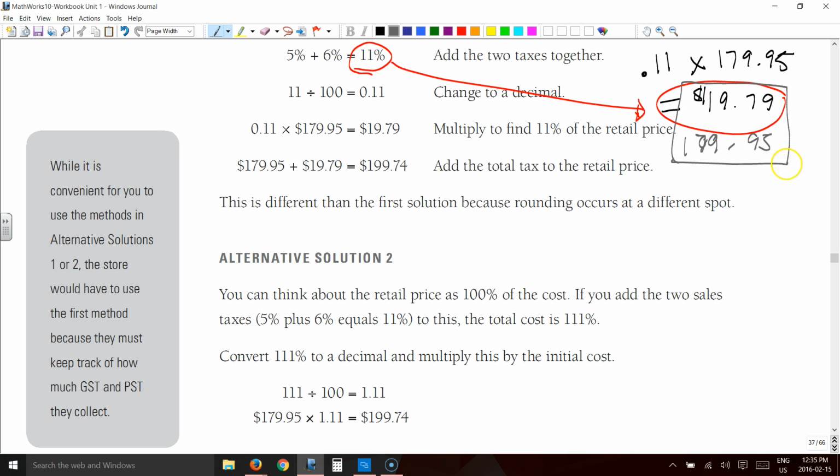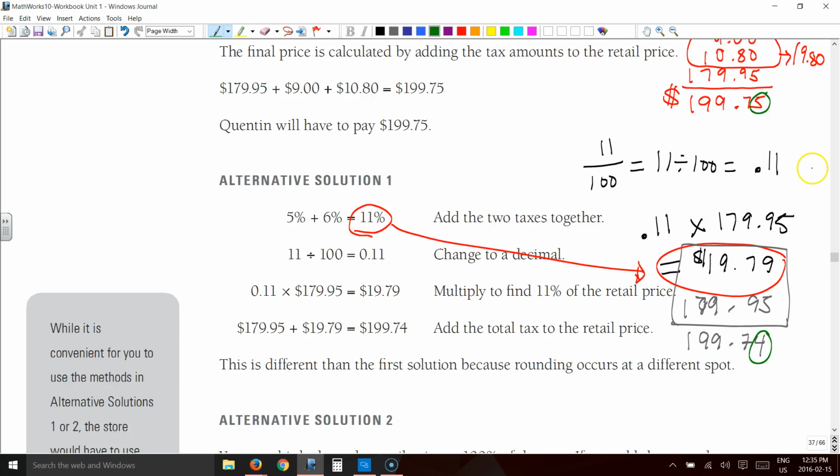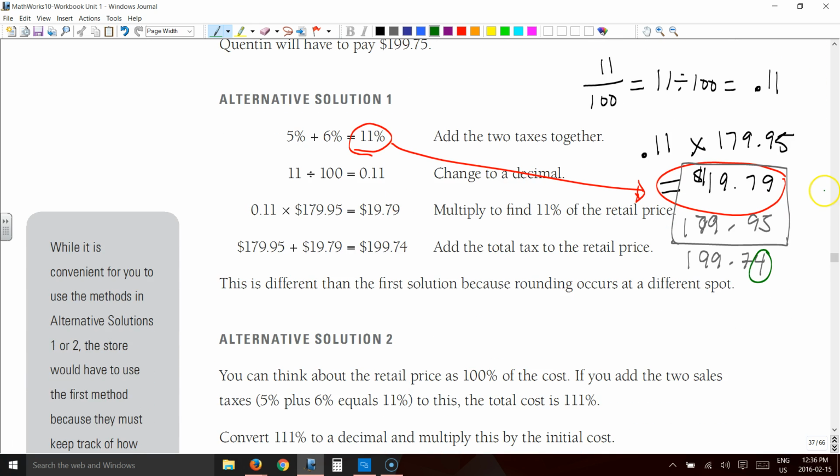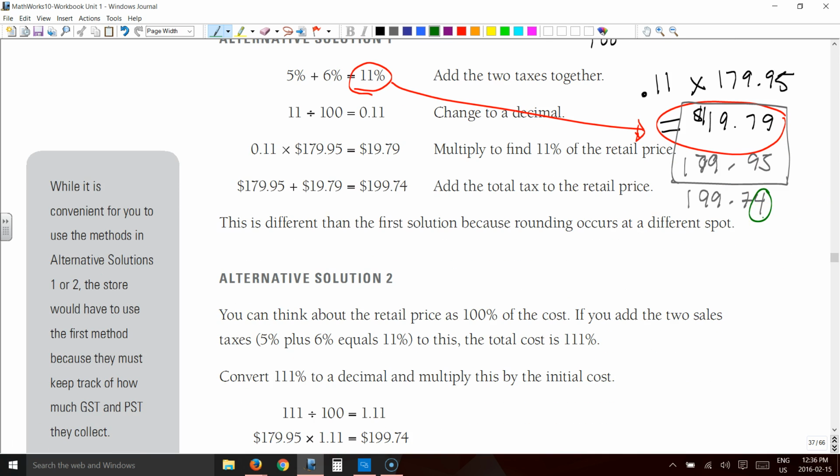Okay, so if we add all this up, we're going to get our grand total of 199.74. Now there is a slight difference, but that's a 4, and in our previous version that's a 5. It's out by a penny, so it just depends how you did this math. And in this case, if you did this on a question on a test, I would accept either way.